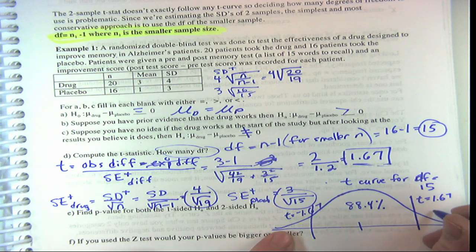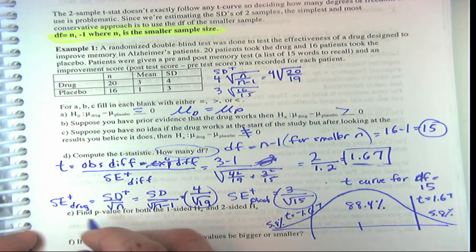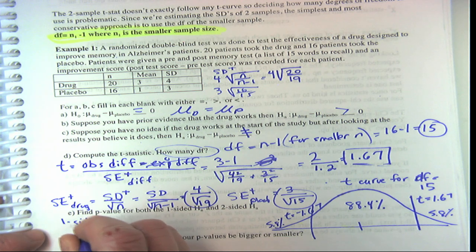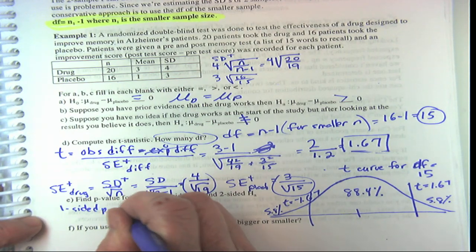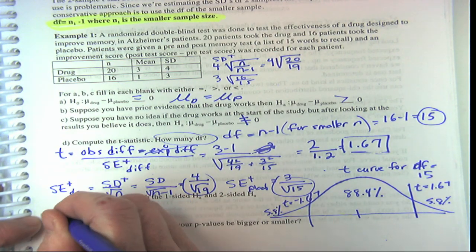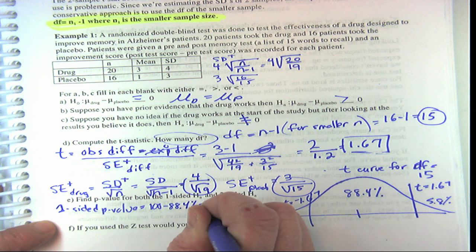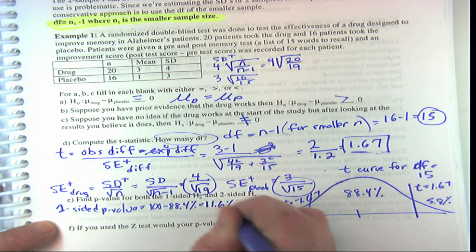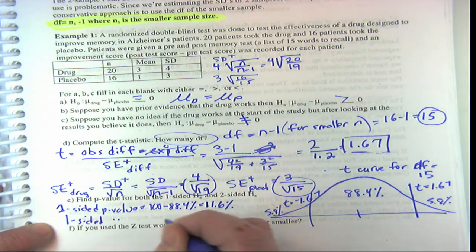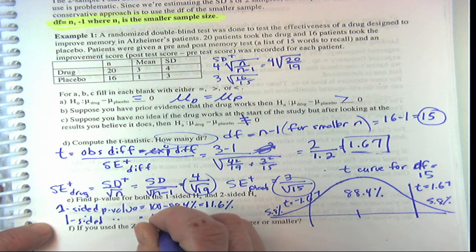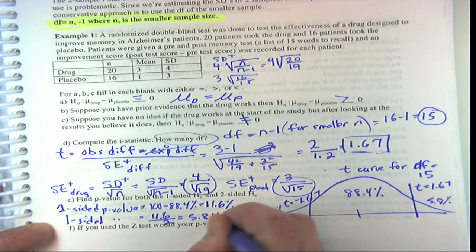So each one would be 5.8%, and this would be 5.8%. So we can say the two-sided p-value is equal to 100 minus 88.4%, and that's 11.6%, right? And so the one-sided p-value is equal to 11.6 divided by 2, which is 5.8%.